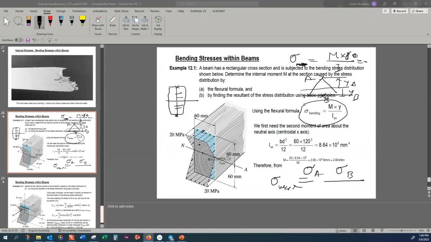So this is a section, a triangular section, and point A is at the apex, point B is at the base. Which one has got a larger bending moment?